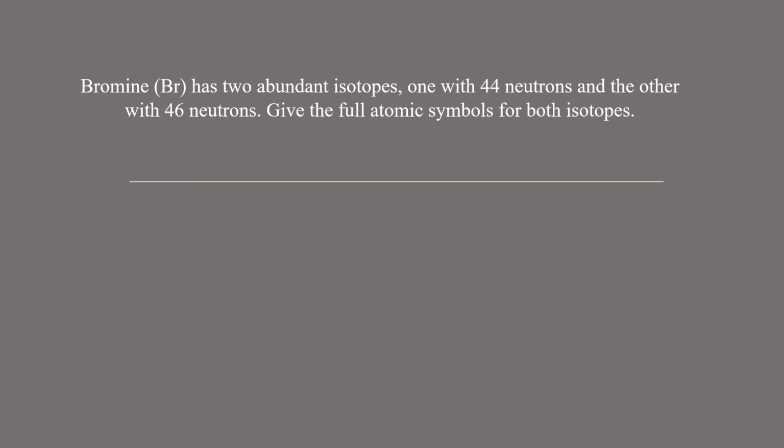Let's do another example. In this example, bromine has two abundant isotopes, one with 44 neutrons and the other with 46 neutrons. You have to give the full atomic symbol for both isotopes. If you look at bromine in the periodic table, you will find that bromine has atomic number 35. So I'm writing 35 in the subscript, not the denominator.